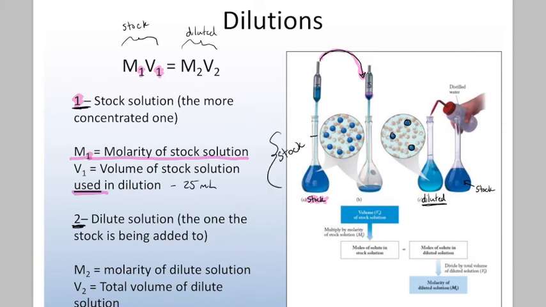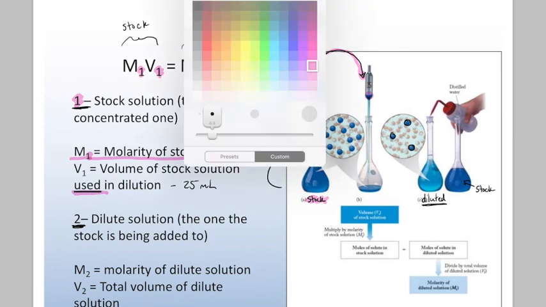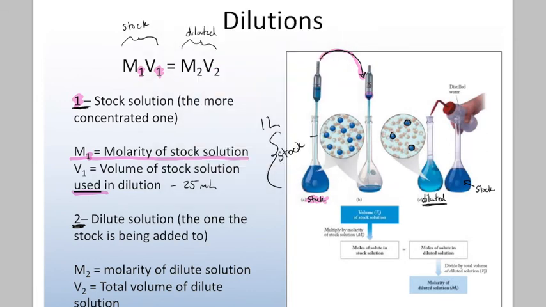Who knows how much of the stock solution was prepared? Maybe a full 1 liter, but only 25 mLs were used. So that would be what the V1 is: how much of your stock solution is actually used. And then 2 is our diluted solution. We'll color code that as well. That would be what was prepared from the stock.